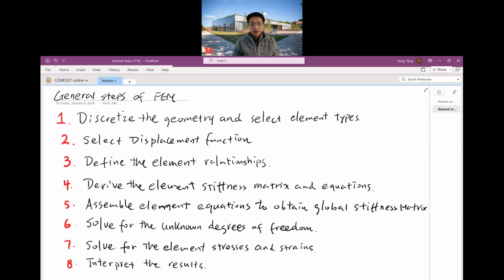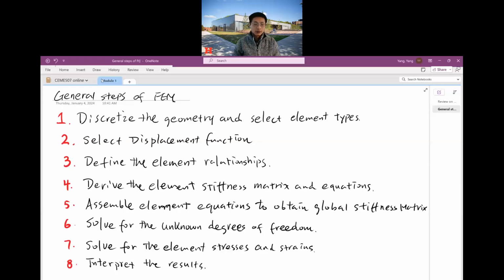So the only thing you need to do is to input some numbers and get some numbers from step 8. But it is quite important that you develop some knowledge in the theories as well as the typical procedure of how the software works. I think that's very important for you to get reliable or accurate finite element analysis results using any software.